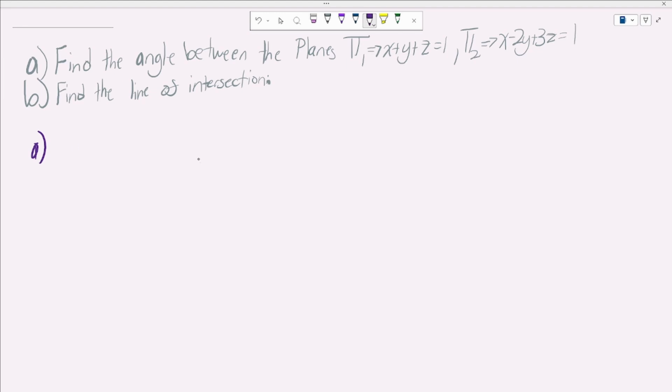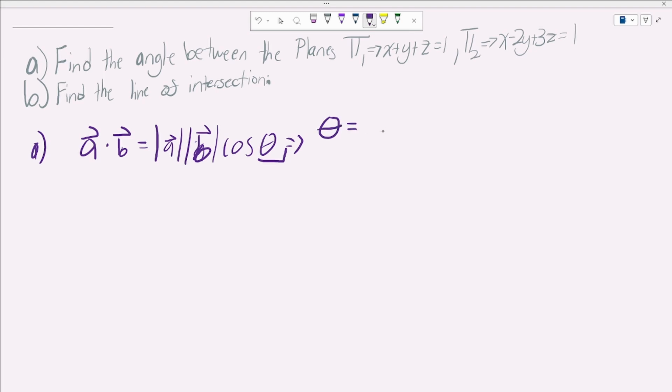You could check out my video about the dot product, which will be in the top right corner. But what we covered in that video is that the dot product of two vectors, a and b, is equal to the magnitude of vector a times the magnitude of vector b times cosine theta. So if we rearrange this expression in terms of theta, we'll have theta is equal to the cosine inverse of the dot product of a and b divided by the magnitudes of both a and b.